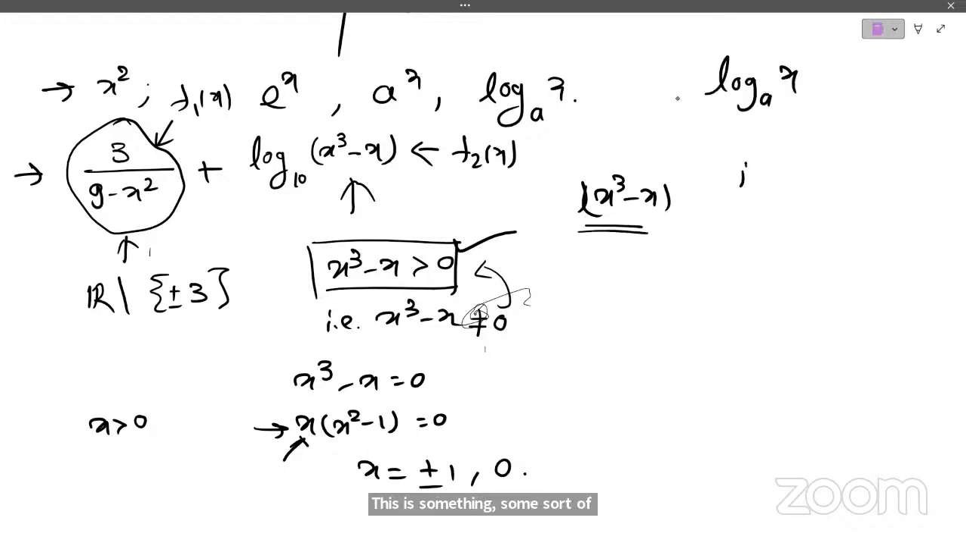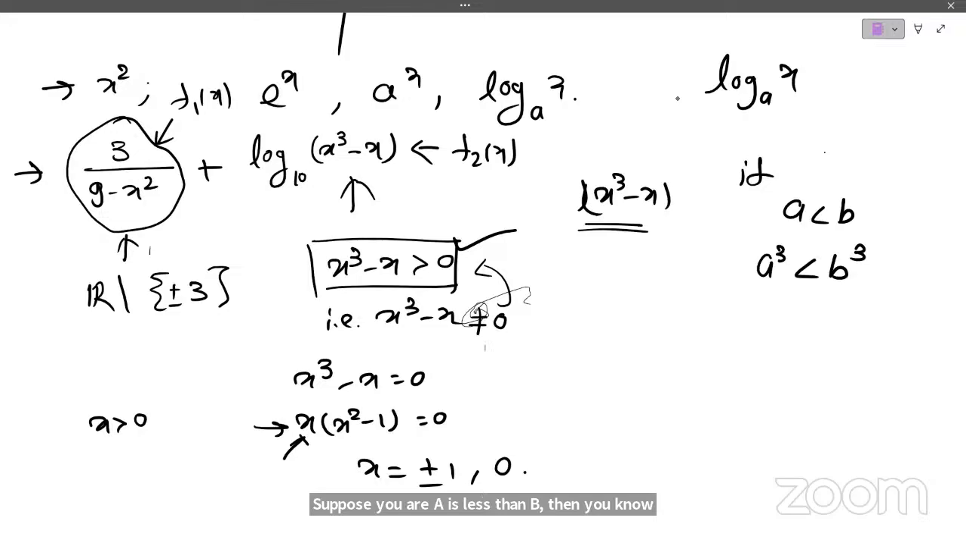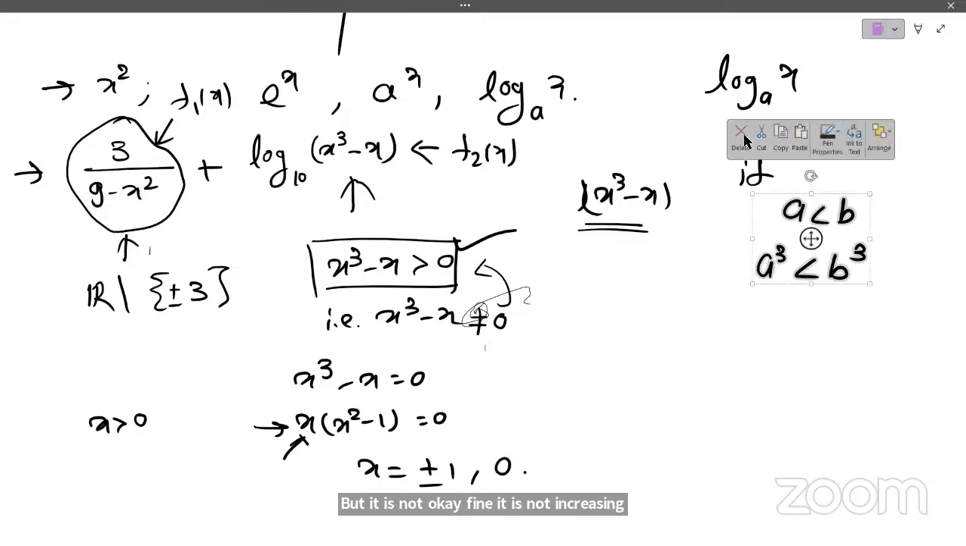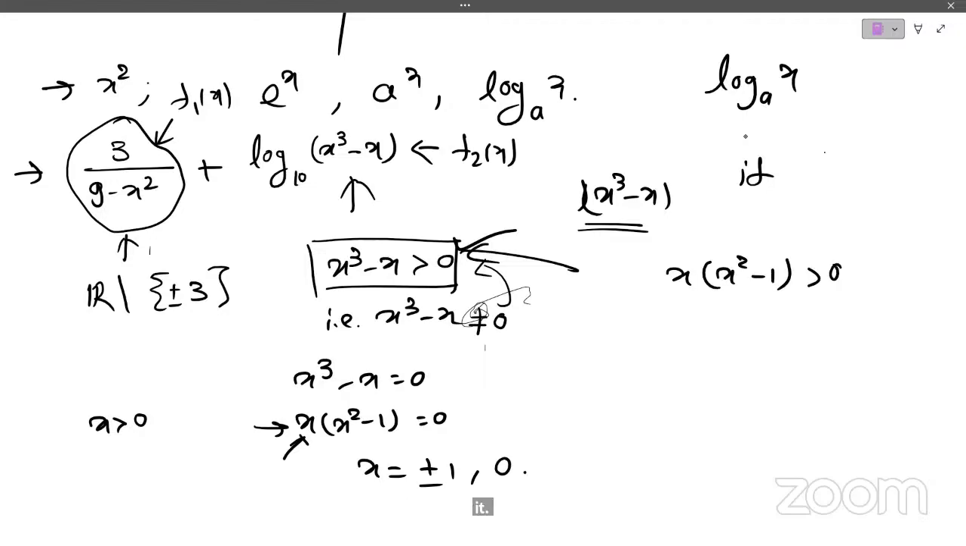Suppose you have a less than b, then you know that a cube is less than b cube, right? But it is not increasing here. If it were increasing, then we could easily solve it. But for this condition, you have to look at x square minus 1. I want this to be strictly greater than 0, right?